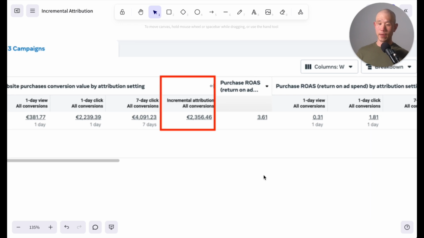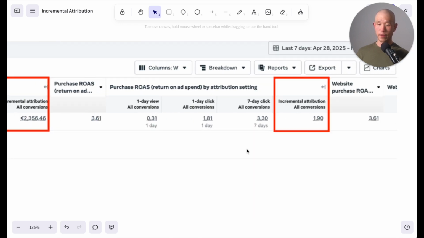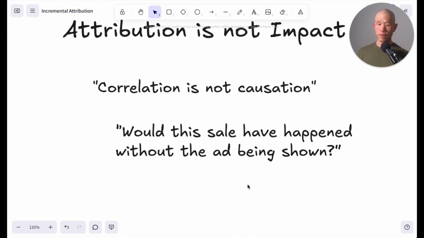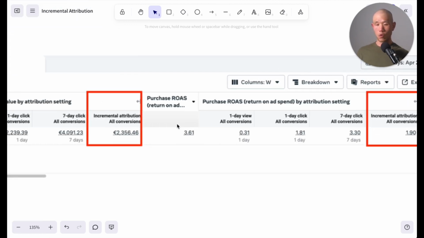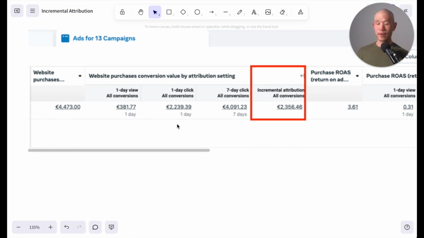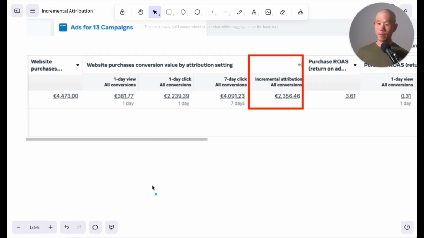So what Meta is trying to solve with this new column and the incremental attribution reporting is the question of, would this sale have happened without the ad being shown? Because if the sale would have happened even if the ad wasn't being shown, then credit like this over here may not really deserve the credit that it's getting. And I'm going to unpack these nuances more right now.